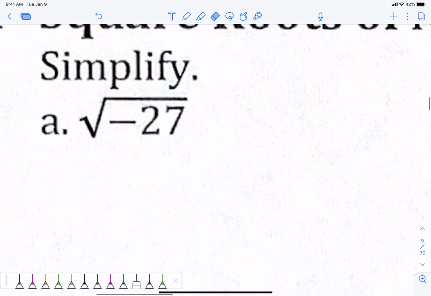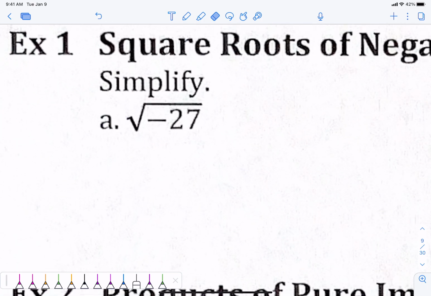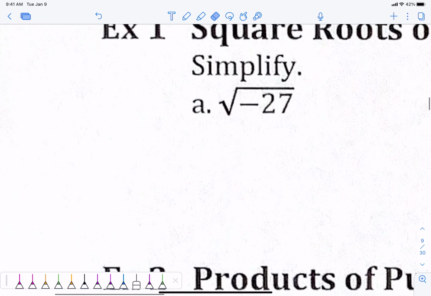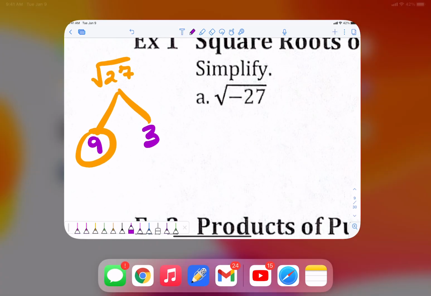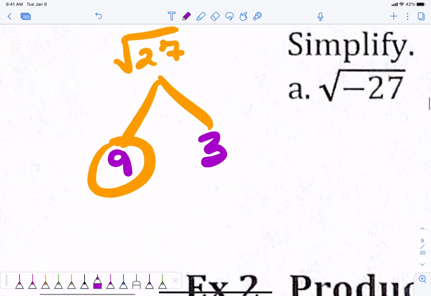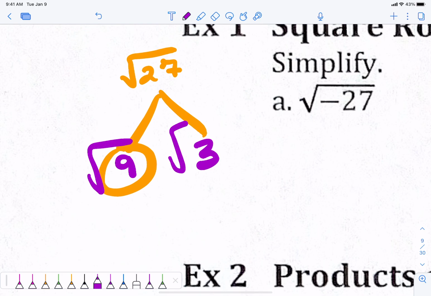First problem. Simplify. We've already done one like this. The square root of -27. Can you take the square root of 27 exactly? No, it doesn't come out exactly. So we're going to work on 27 over here. 3 times 9, 3 and 3. What goes in the bubble? 9 and 3, right? On the left, 9 and 3, and we take the square root of both of those.